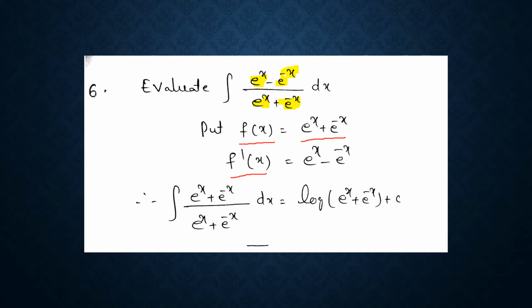Differentiating with respect to x on both sides, we will get f dash x is equal to d by dx of e power x is e power x plus d by dx of e power minus x is minus e power minus x. So that is in the form of integral f dash x by f of x dx, which is equal to log f of x, that is log of e power x plus e power minus x plus c. So this is a very important problem.